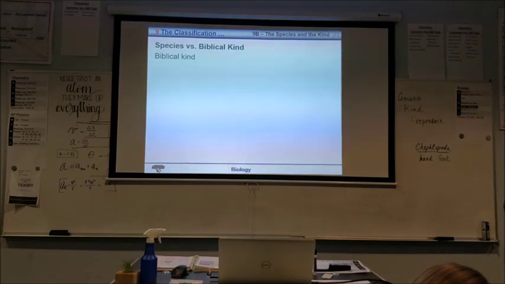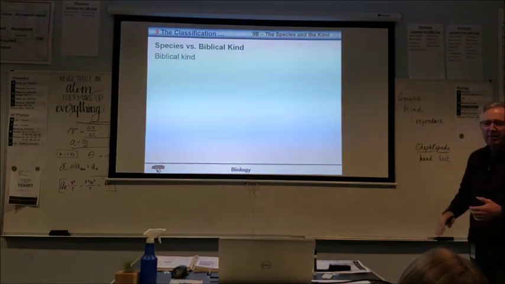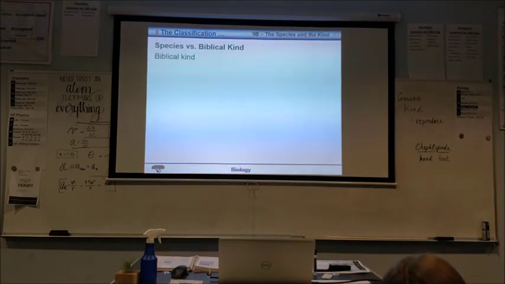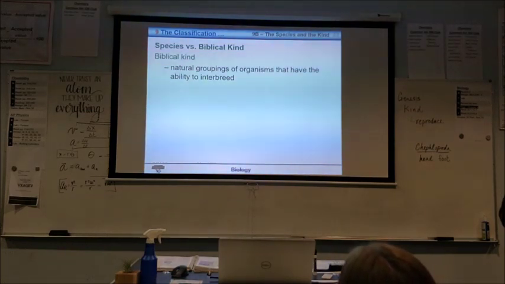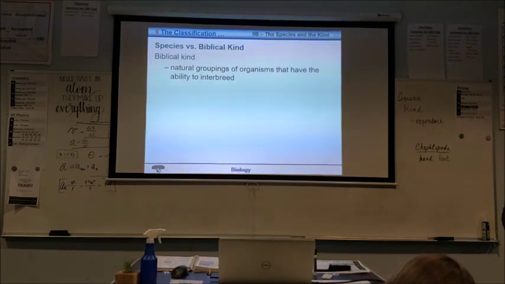So now let's look at this. We already have talked about it a little bit. In Genesis, it talks about kind. It doesn't use the word species. So what is a biblical kind? Well, according to Genesis, it's a natural grouping of organisms that do have the ability to interbreed. Where did I get that? Well, from the verses that talk about kind, it does sound like they need to be able to produce more young.